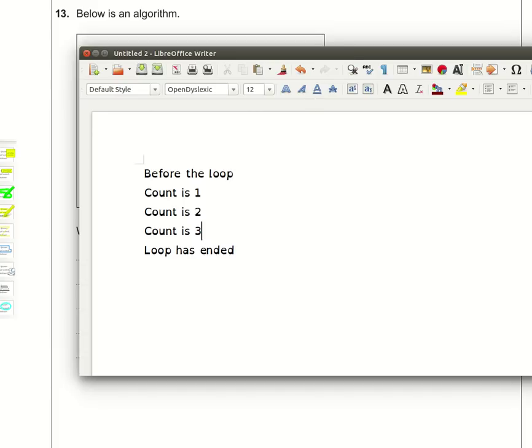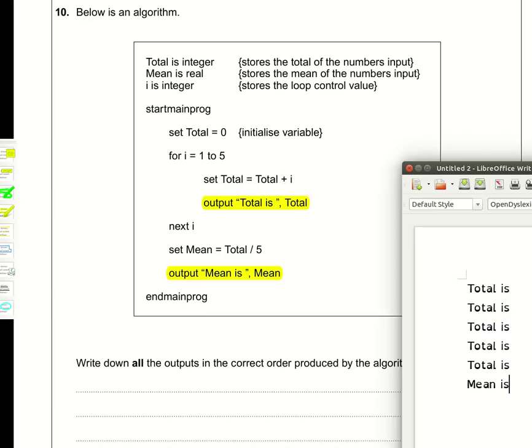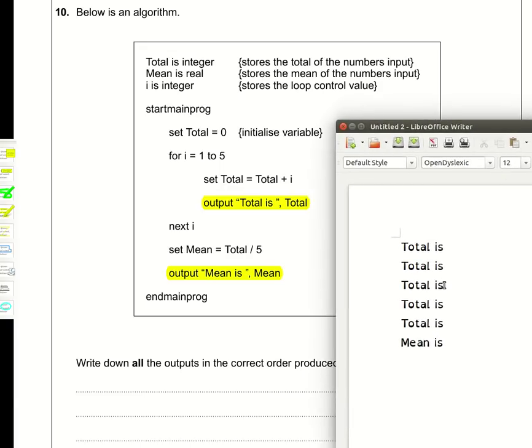And we are going to have a look next at 2015. We are now looking at the 2015 exam paper. I've already highlighted in yellow the two lines that have the instruction output. So these are the lines that will display something on the screen. And here in our Word document, I've already written 5 times total is, because our loop is a for loop that goes from 1 to 5. And also mean is, which is what is outputted once we get out of the for loop.